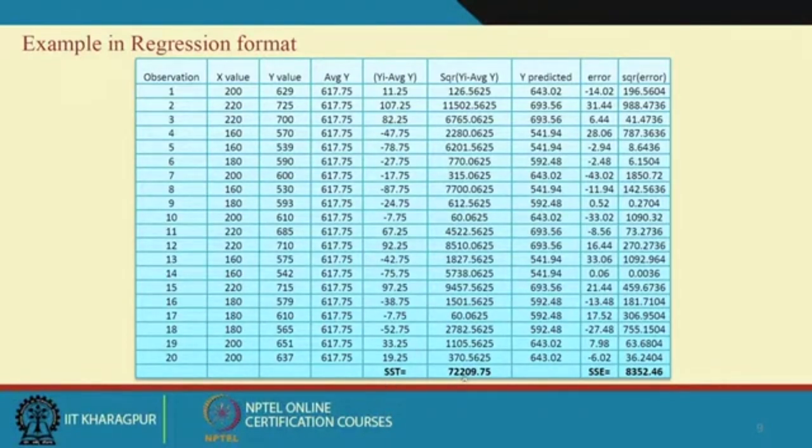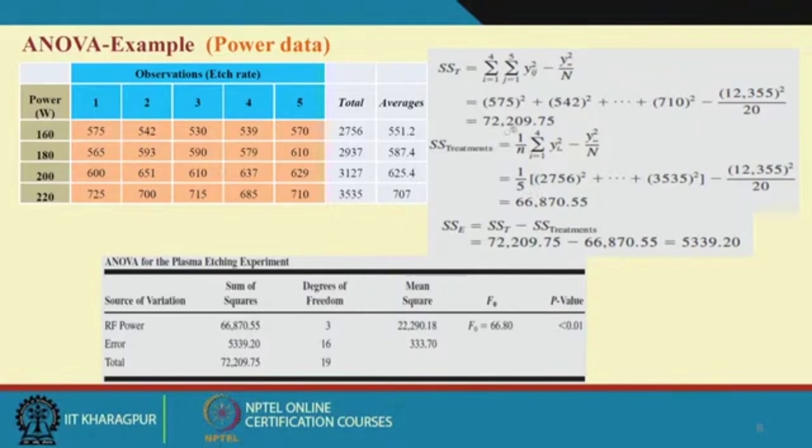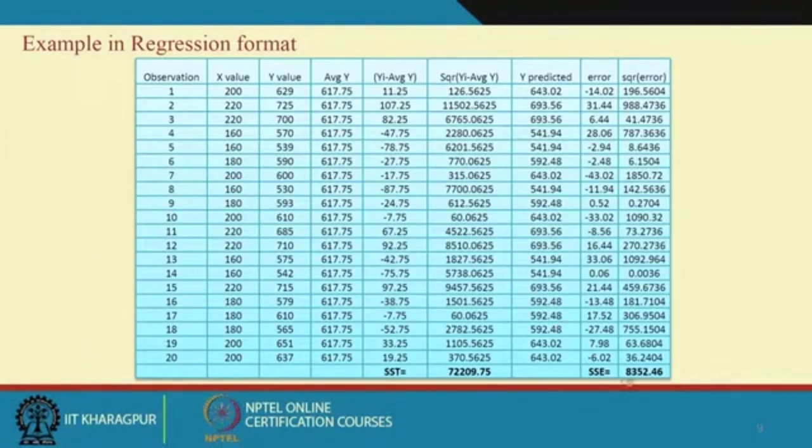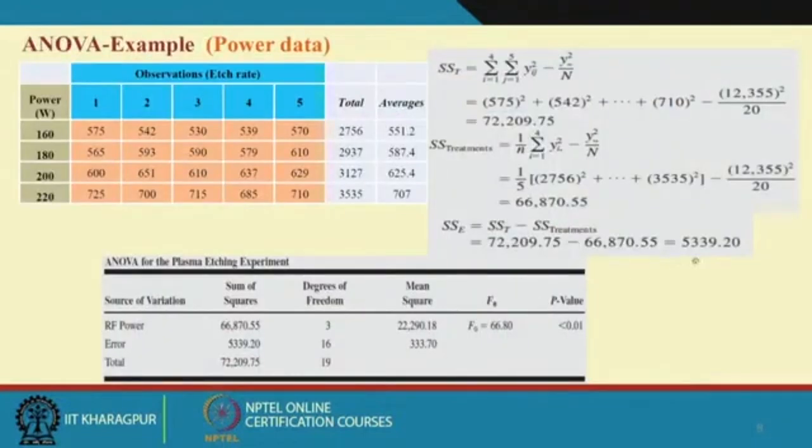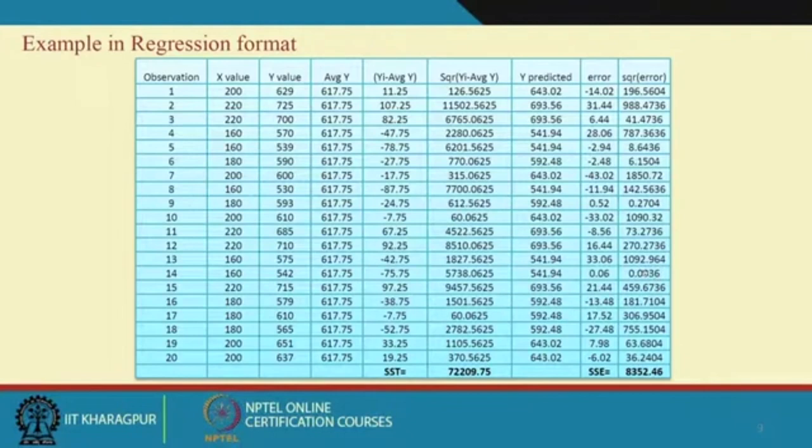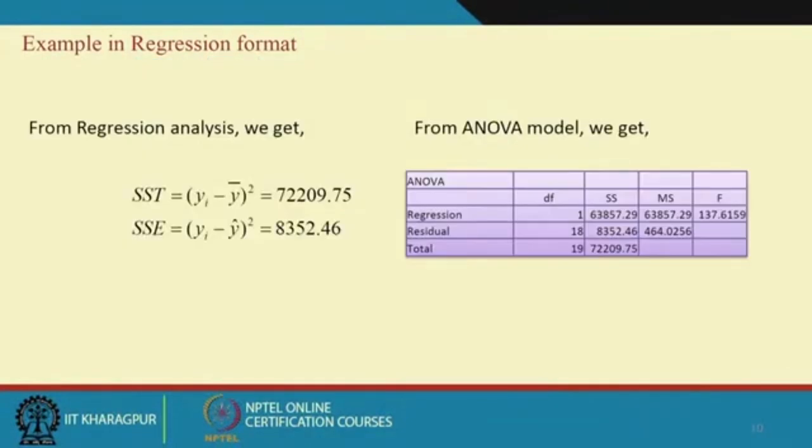Now, SST is 72,209.75. Then SSE is 8,352.46, but here it is less. So, maybe that is because of the rounding error and other things, but whatever may be the thing, ultimately it is totally the same. The predicted values we have taken to 2 decimals, so the error is also to 2 decimals, maybe that may be the effect, or from the approach also there are slightly different values. And then what happened? We found out that from regression also the F statistic is very high and we are saying that it is significant.